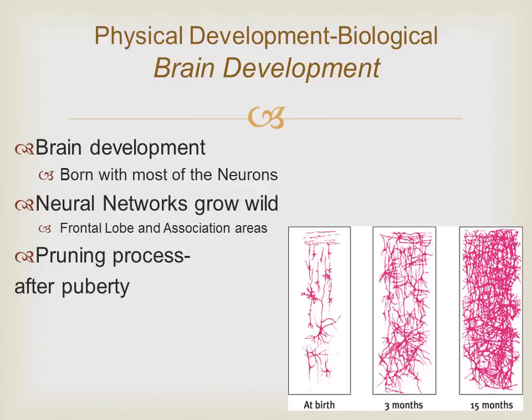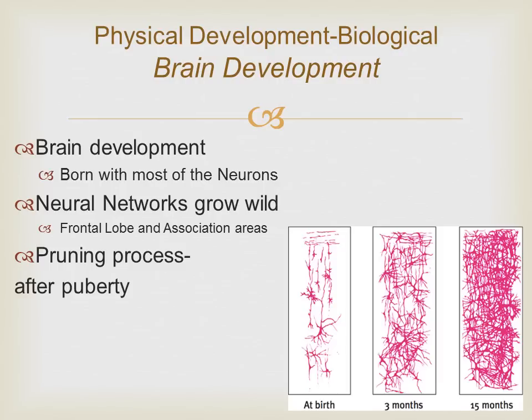At 3 months, it's growing, it's expanding a little bit more, and then at 15 months, look at all the connections that you're making: connecting the word mama with your mom, connecting the word doggy with the dog, and another neural network that you could be fostering is the ability to physically walk. So all those neural networks are beginning to develop. At about puberty, the expansion begins to decline in what is called the pruning process. It doesn't grow as rapidly, and if you're not using those neural networks, they kind of begin to decay.